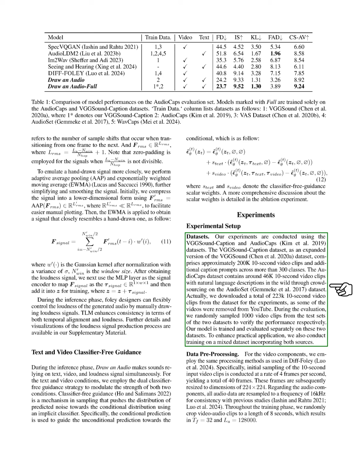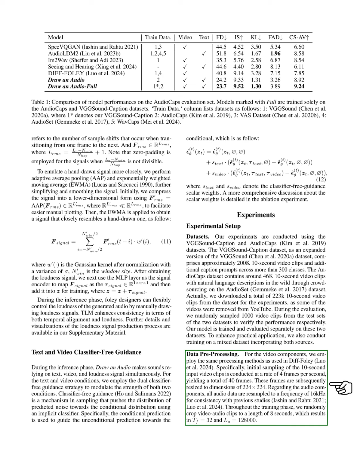To evaluate our model, we randomly selected 1,000 clips from the test sets of both datasets, training and assessing our model separately on each. Additionally, we trained on a mixed dataset that combines both sources for practical applications. For data pre-processing, we follow the methods used in Diff Foley. We sample the 10-second video clips at 4 frames per second, resulting in 40 frames, which we resize to 224 by 224 pixels. All audio data is resampled to a frequency of 16 kHz for consistency. During training, we randomly crop video-audio clips to 8 seconds, leading to specific lengths for frames and audio.